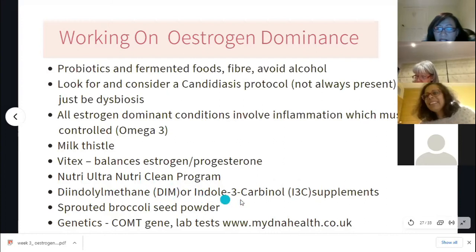And it's in the original form, which means that the body will then decide how to break that down. If the body feels that it needs to convert it into lots of DIM, it will. If it feels like it doesn't, then it won't. And then there's also other factors which we can go through at a later stage. So basically, my consensus is that it doesn't matter which one you use. You can try one and see how you get on.